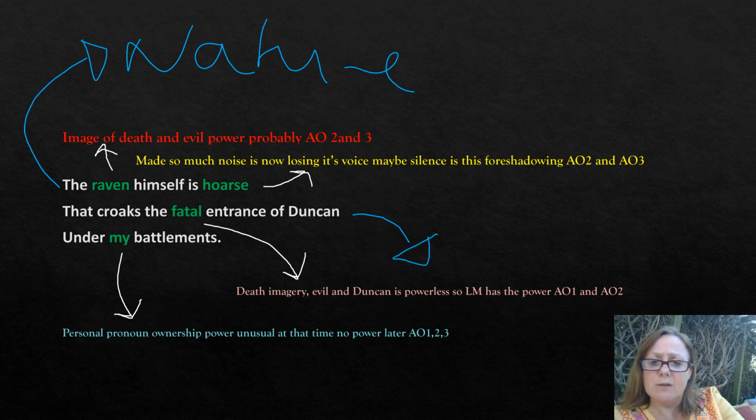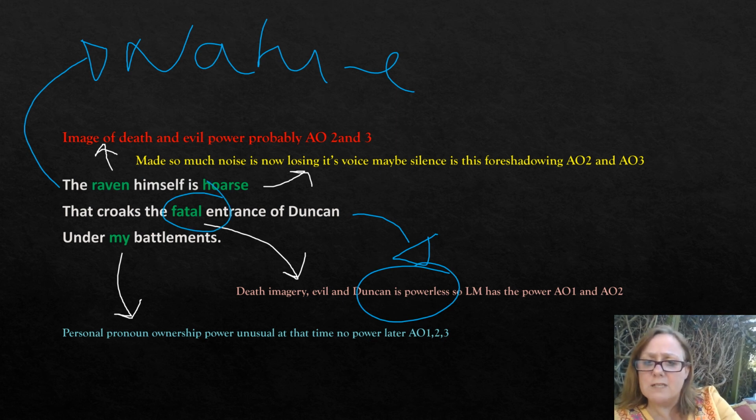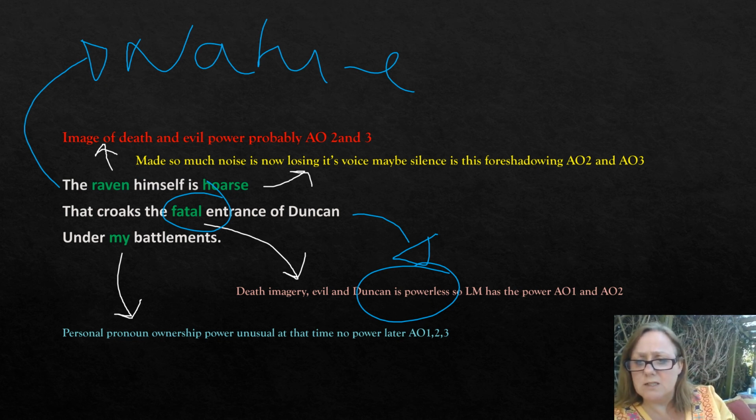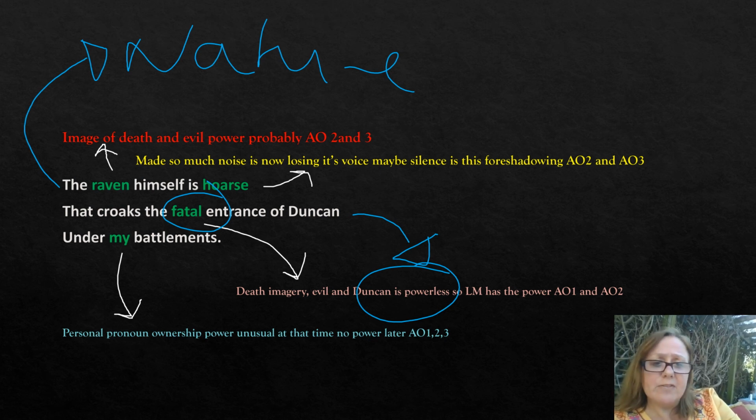Duncan, how he is powerless here with the word "fatal", and when he arrives at the castle there is a sense of dramatic irony because we feel so sorry for him. We know that he's going to die, and we're thinking, please Dunky boy, don't go in there, you're not going to come out alive. And then my personal possessive pronoun.